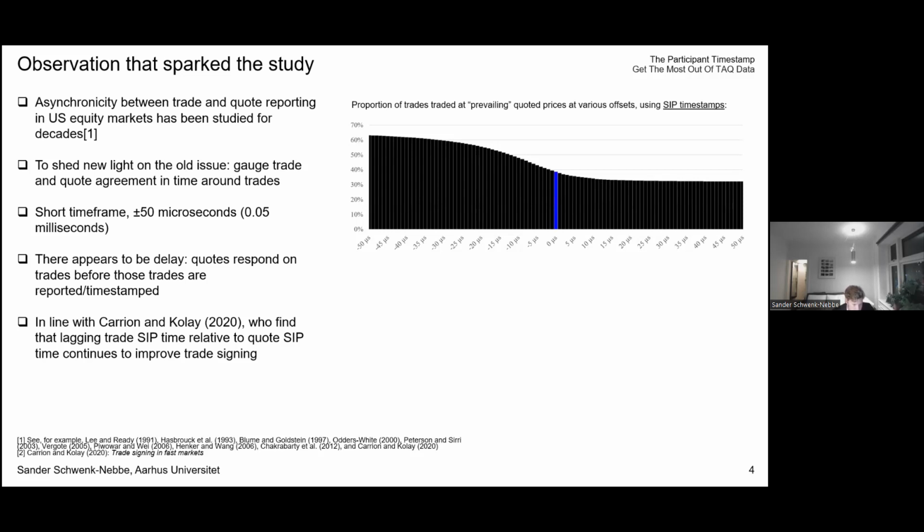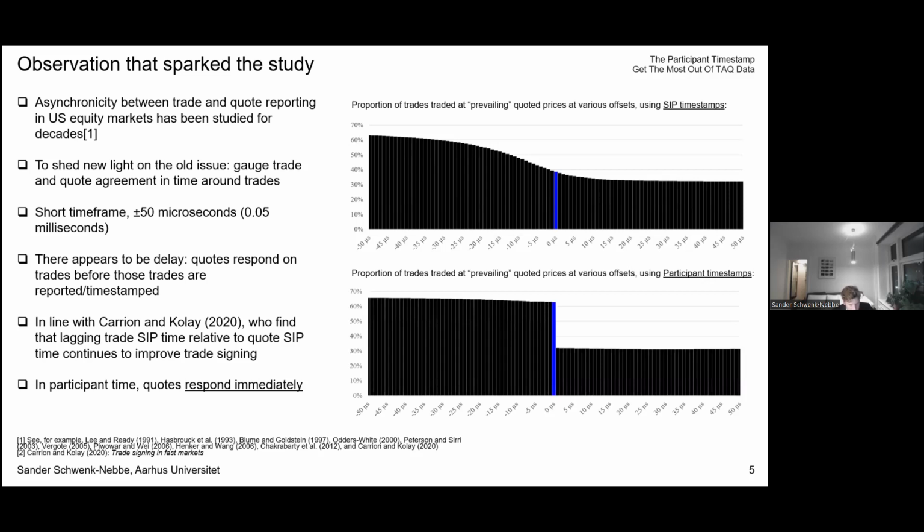But the first is more likely because, considering the article from Kerem Çolak from 2020, we find that lagging trade SIP time relative to quote SIP time does still improve trade signing today. And this is somewhat similar to the situation in Ready from 1991, but with a much shorter offset than 5 seconds. But what really caught my interest is the difference in participant time.